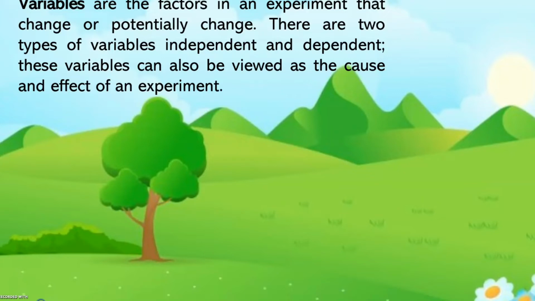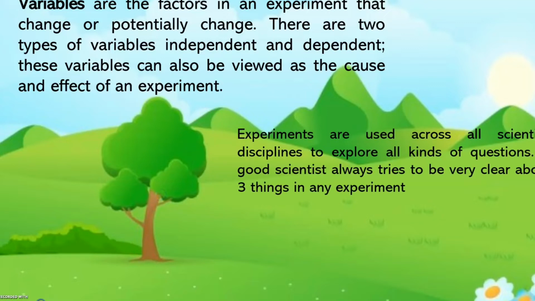Variables are the factors in an experiment that change or potentially change. There are two types of variables, the independent and dependent. These variables can also be viewed as the cause and effect of an experiment.